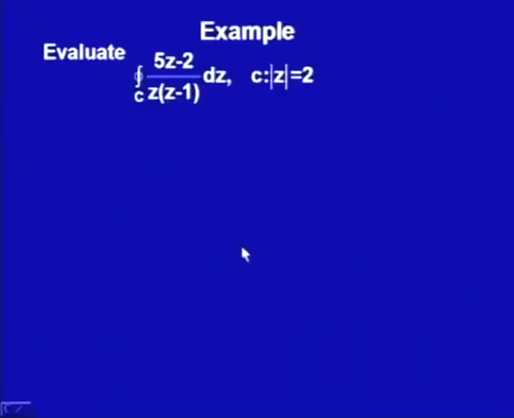Let us do one example first here. Evaluate the integral of the function (5z − 2)/(z(z − 1)) on the contour C, where C is the circle |z| = 2, that is, the circle with radius 2, center 0. Let us solve it.